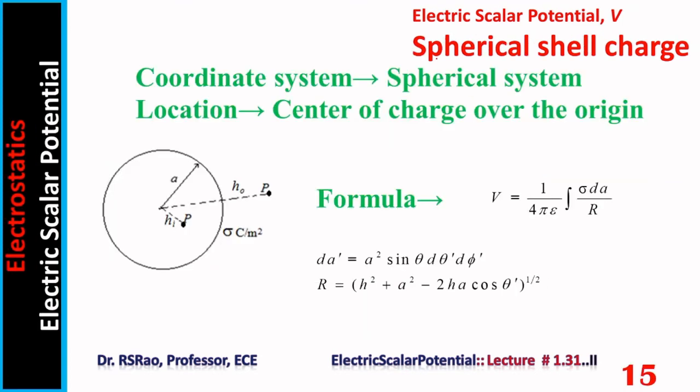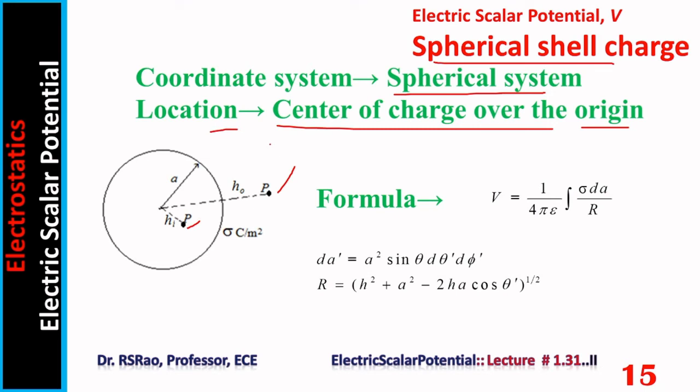Next, we consider a spherical shell charge. The coordinate system is the spherical system, which is the appropriate one. The location is the center of the charge over the origin. We consider the field point outside as well as inside. One more point regarding location: we place the charge on the coordinate system with the center over the origin, and we orient it in such a way that the field point is over the z-axis.